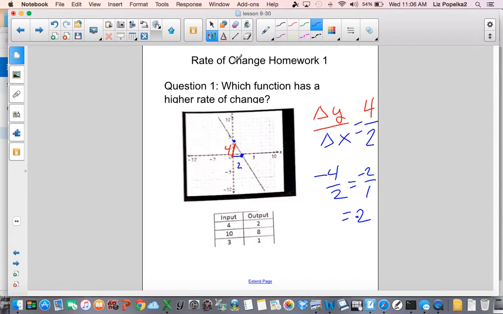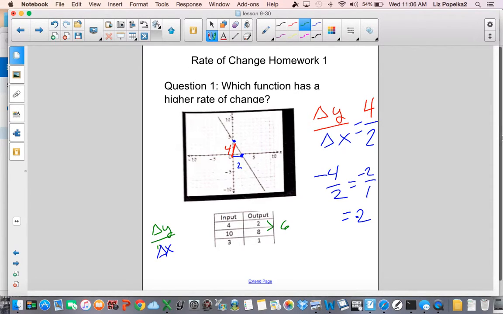Okay, we need to compare it because this is asking which function has a higher rate of change. And so now we need to compare this rate of change, this negative 2, with the rate of change here in the table. And remember, for our table, it's the same thing. I'm going to have my change in my y values over my change in my x values. So I need to see how much my y is changing. If I go from 2 to 8, that is going up 6.